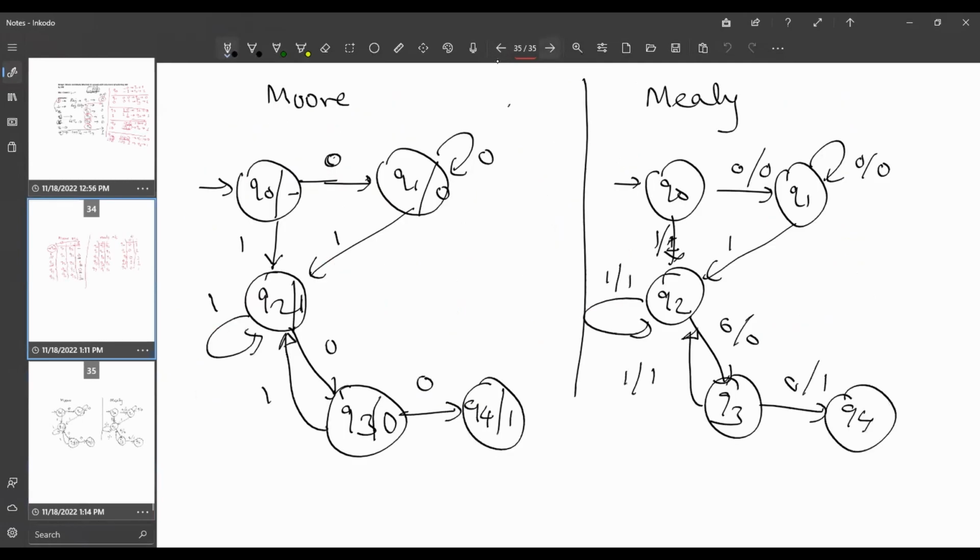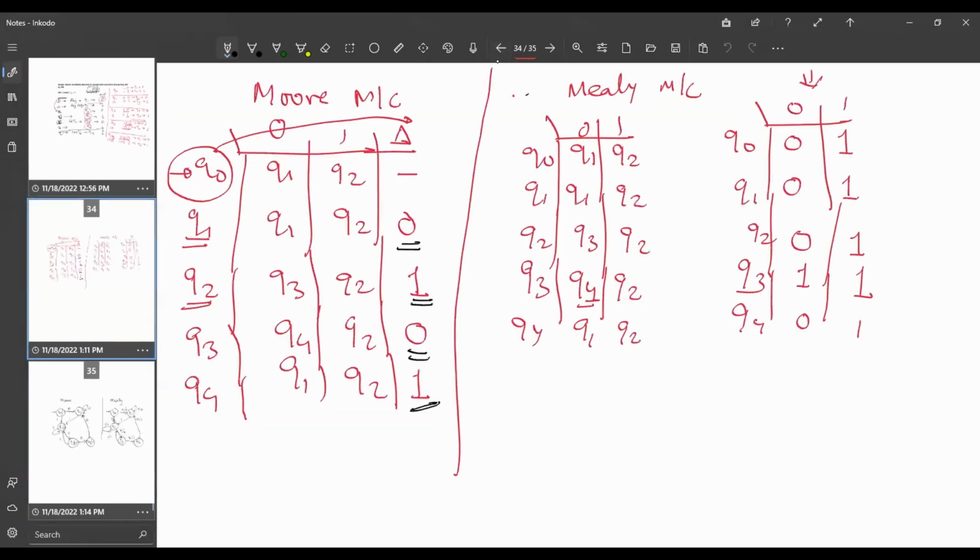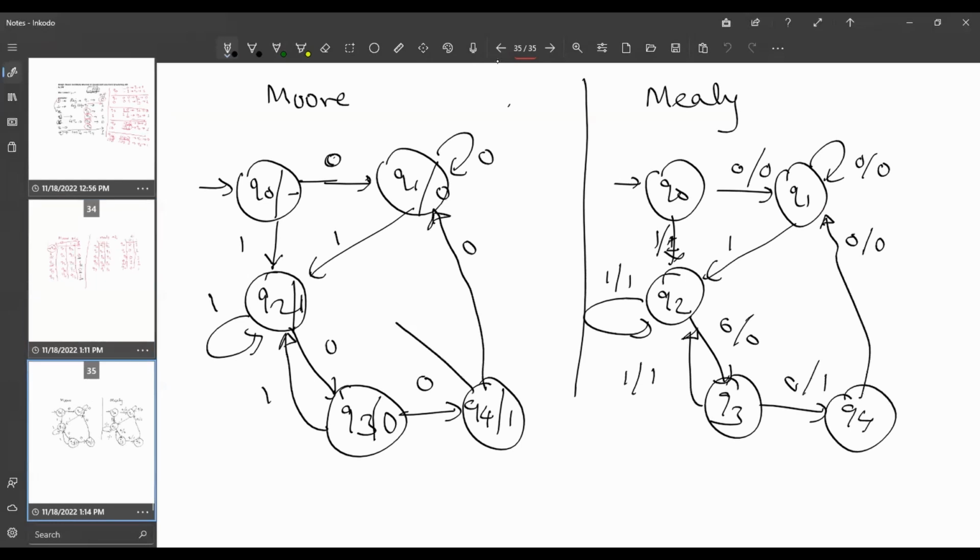Now Q4 on 0 it is going to Q1 with the output 0. And Q4 on 1 it is going to Q2 with the output 1. So this is how we had designed the Moore and Mealy machine to convert the occurrence of 100 by 101.